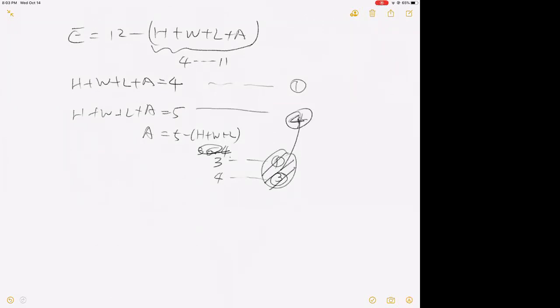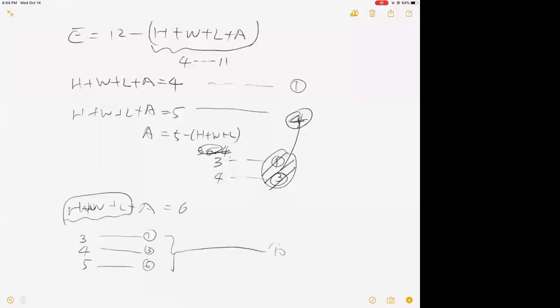And then you have 6. Equals 6, and then the h plus w plus l can equal 3, 4, and 5. So these 3 will be 3, 4, or 5. 3 has 1, 4 has 3, and 5 has 6. So basically, 1, 3, 6. So in total, that's 10.